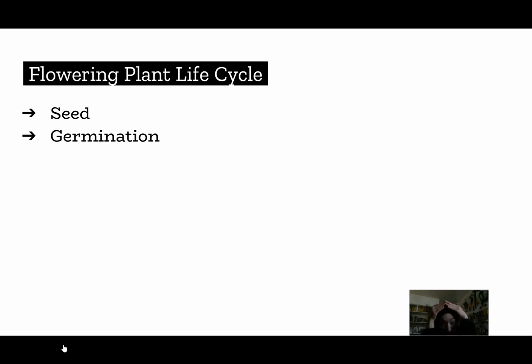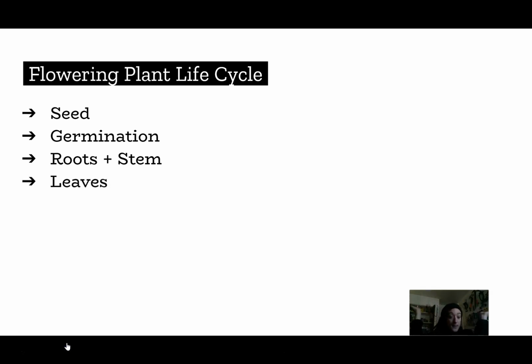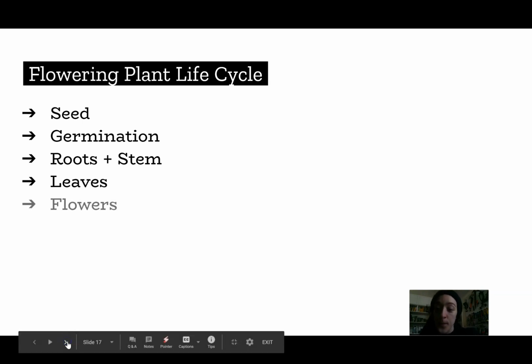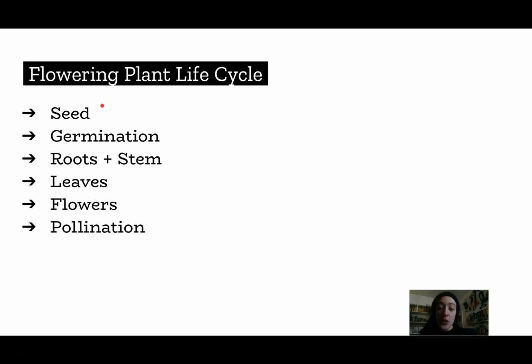Flowering plants start as a seed, and then they germinate. Then they grow roots and a stem. Then leaves, leaves, leaves, leaves, leaves and more leaves. Finally, flowers. And last but not least, pollination. And pollination allows that flower to make new seeds and start the life cycle all over again. So seed, germination, roots and a stem, leaves, flowers, pollination. Those are our 6 stages.